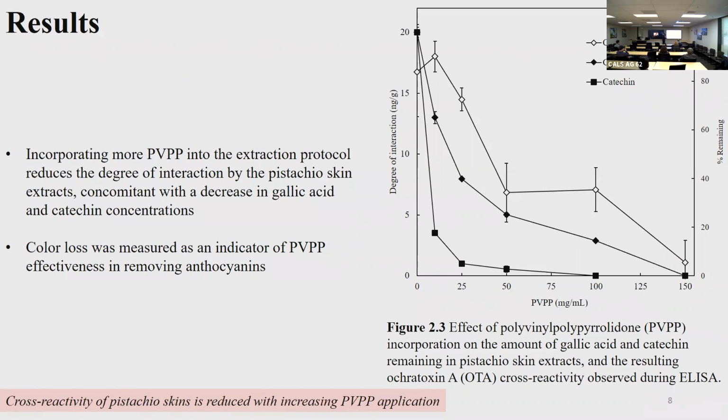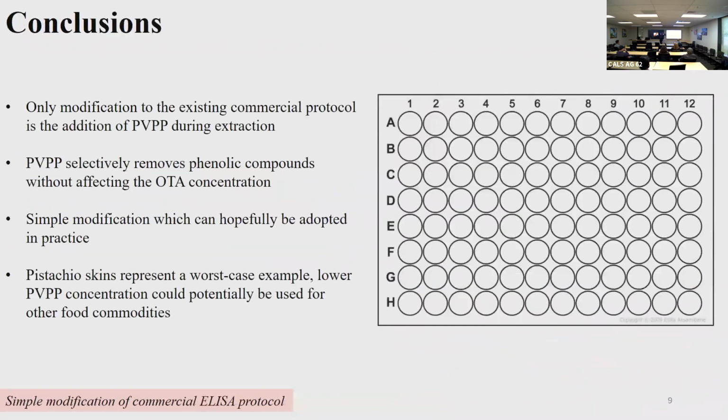So hopefully that would work. We also measured color loss because there was a measure of the anthocyanins that were remaining. So just in conclusion, it's just a straightforward addition. PVPP is insoluble, so it can settle out of solution, and it can remove the compounds which were causing that interference.